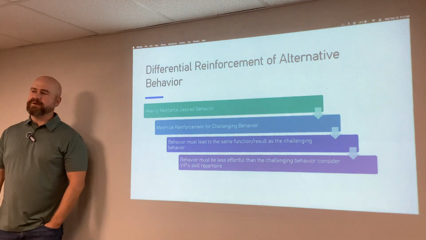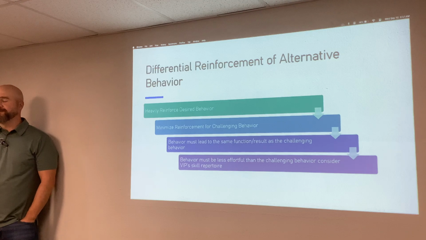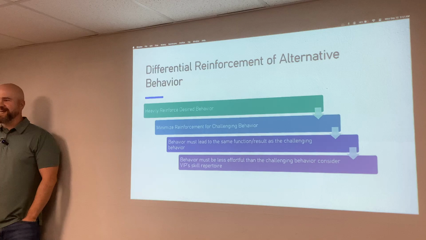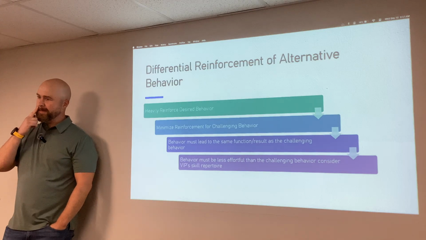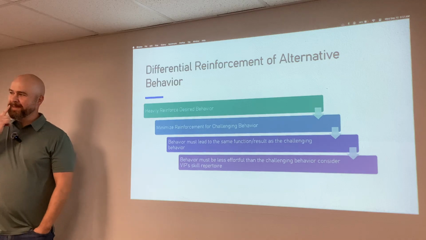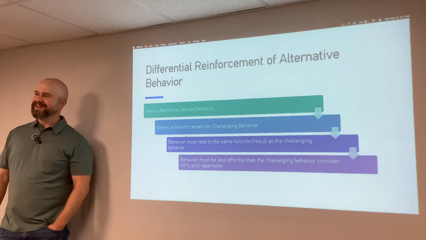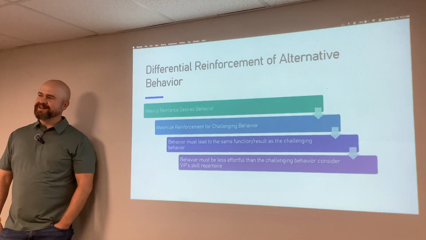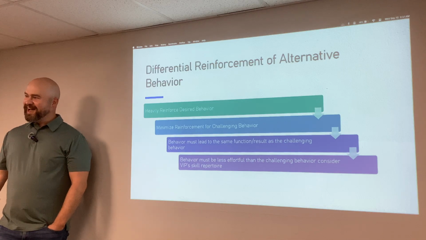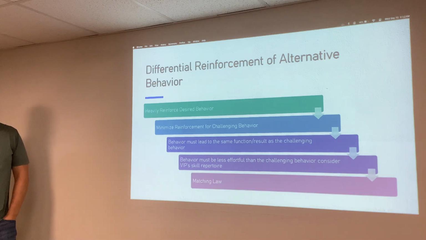Okay, but we see what we're putting down. And this is important for our treatment plan, that we're going to heavily reinforce the desired behavior and minimize reinforcement for the challenging behavior. And what's likely to happen over time? Over time, the desired behavior is going to happen more than the challenging. Yeah, why? Because even though you're reinforcing the challenging behavior, you're providing more reinforcement for the desired behavior. So we're going to get into the next idea, which is matching law.